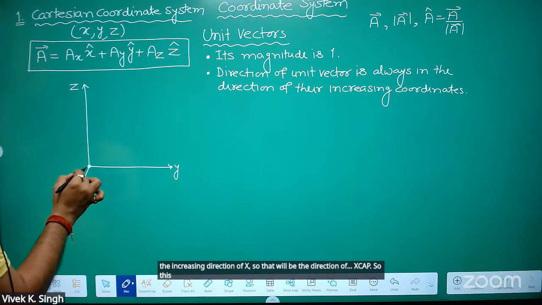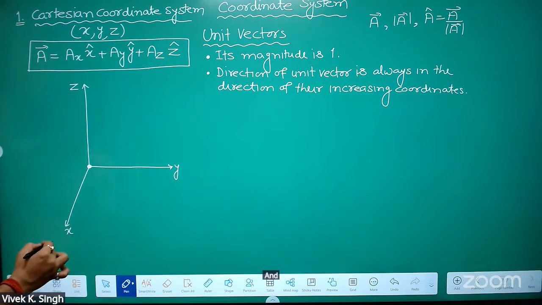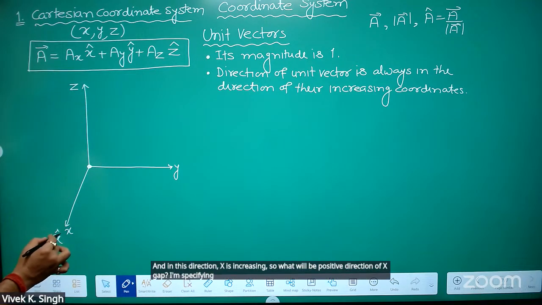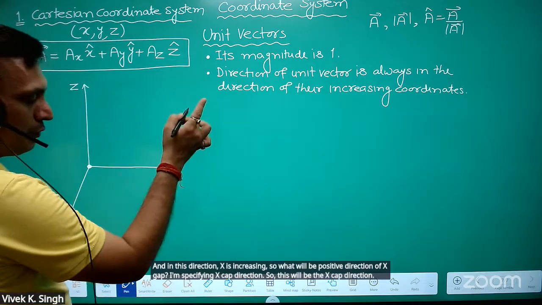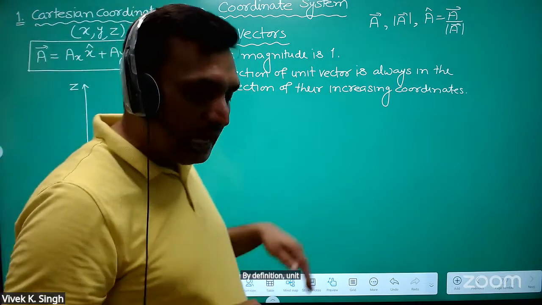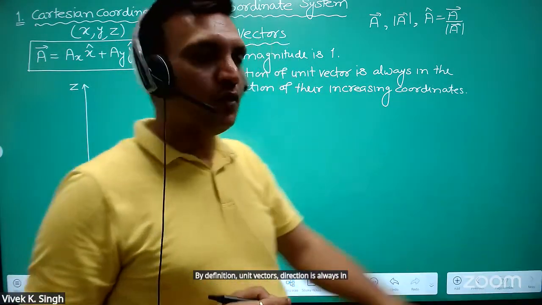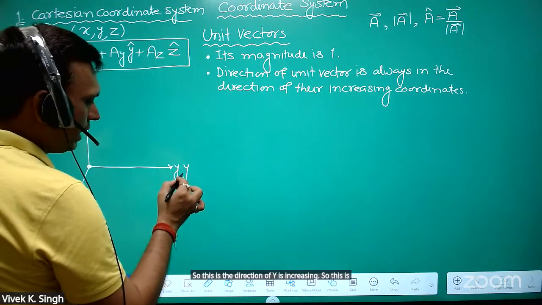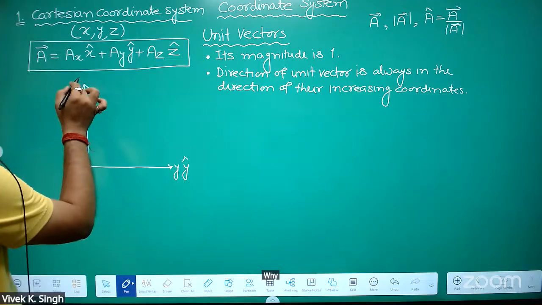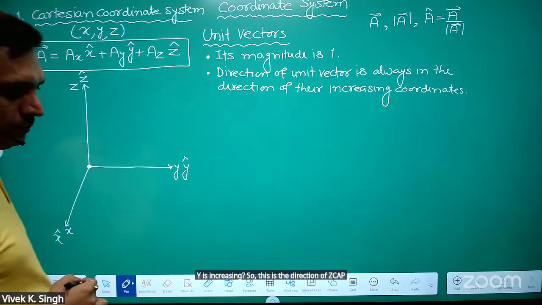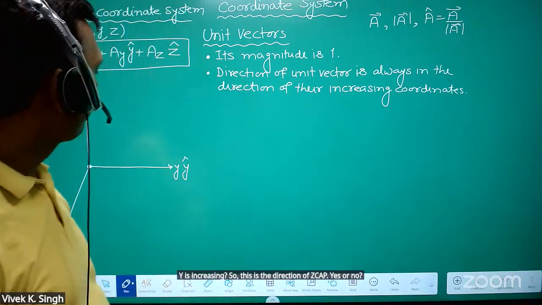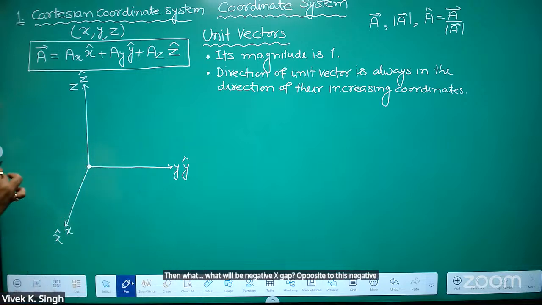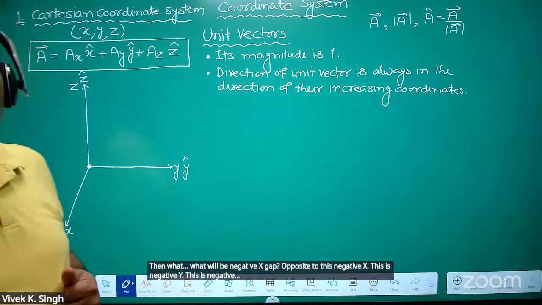So this is the origin, and in this direction x is increasing. So this will be the positive direction of x cap. By definition, a unit vector's direction is always in the increasing direction of its coordinate. So this is the direction in which y is increasing, so this is the direction of y cap. Z is increasing this way, so this is the direction of z cap. Yes or no? Then what will be negative x cap? Opposite to this is negative x. This is negative y. This is negative z. Clear?